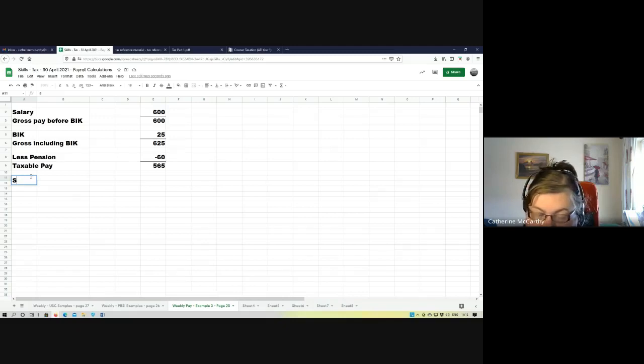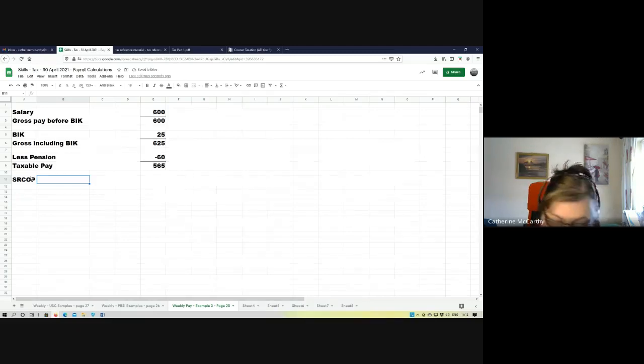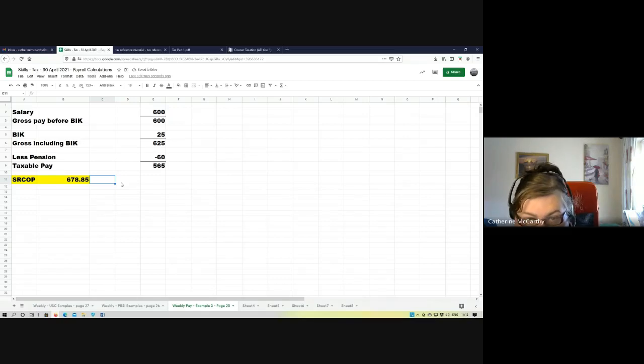Then our standard rate cut-off point. Okay, standard rate cut-off point is 678.85, which is given to you in the question. So what does that mean for this person? Will they be taxed at 20%, or will it be partly at 20 and then more at 40, or will it be all 20%? If his taxable pay is 565, standard rate cut-off point is 678.85, he's under his standard rate cut-off point, isn't he? So the whole lot will be at 20%.